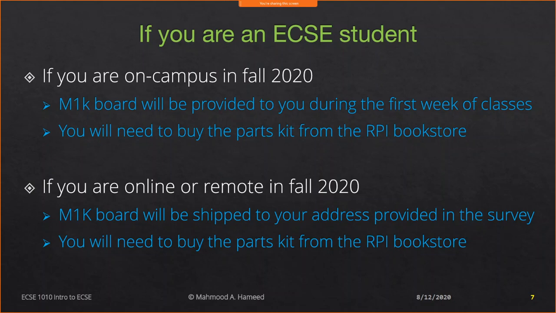The parts kit is required to do the experiments. The sooner that you have it, the better. If you are going to be on campus, not a big problem, because I can walk to the bookstore and get it from the student union. The RPI bookstore is located in the student union. So if you are on campus, you are in the best situation. You can just walk over to the bookstore and pick it up in person. In fact, that's what I would recommend because you save on your shipping times.